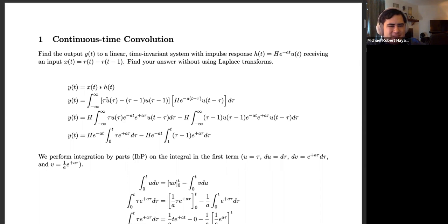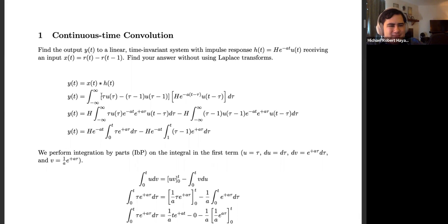So in tau land, it's going to become tau u of tau minus u of tau minus 1, where in both places, both out front and in the step function, we have used t minus 1, which became tau minus 1. And then times h of t minus tau. So h of e to the negative a quantity t minus tau, u of t minus tau, all d tau.